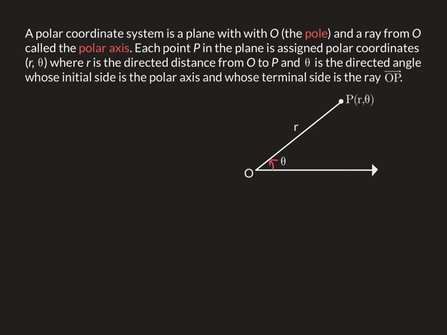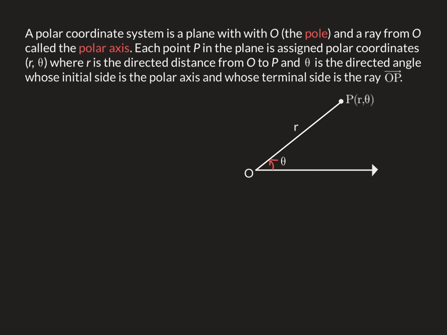Hello. In this video, we're going to be talking about polar coordinates. Now, a polar coordinate system is on a plane, which means it's two-dimensional, and we have some point O, which acts as our pole, and then we build a ray off of O, and notice that the ray in the picture is going to the right from point O. This creates what we call the polar axis.